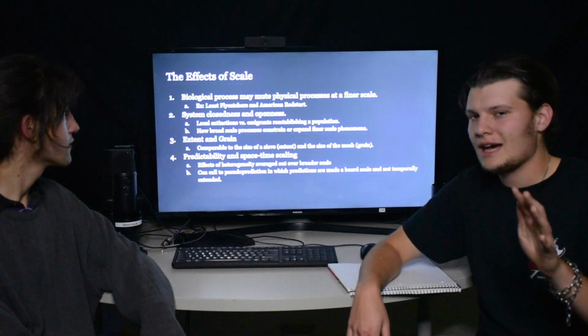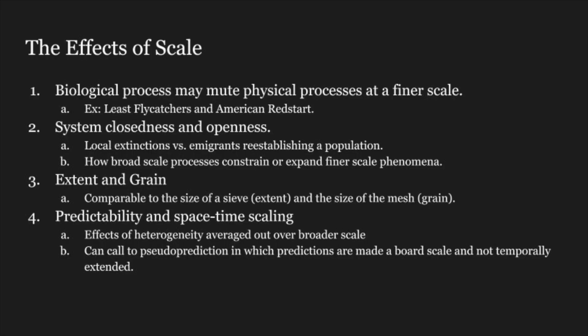The example that we have is that least flycatchers have a negative correlation with the abundance of American redstarts at a fine biological scale when it comes to competition. But when you zoom out and look at it from a range perspective, there's actually a positive correlation between least flycatchers and American redstarts.